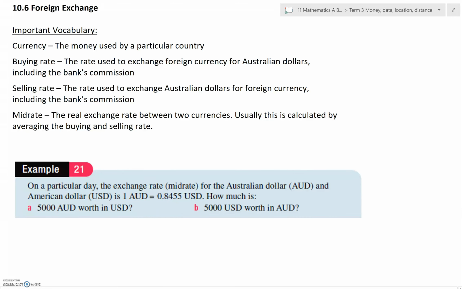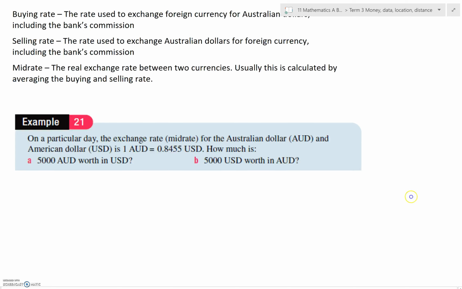The selling rate is what you would get for your foreign dollars to convert it back to Australian dollars when you arrive back in the country. Again, it includes a commission. And then there's a mid rate, which is the real exchange rate between the two. It's usually calculated by averaging the buying and selling. Doesn't usually include commission or anything like that, but it's an important one, and it's often the rate that is used to work out how much of a particular currency you might have.